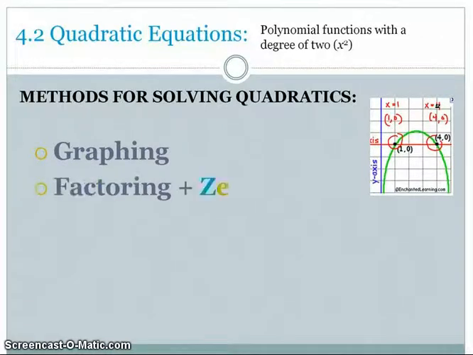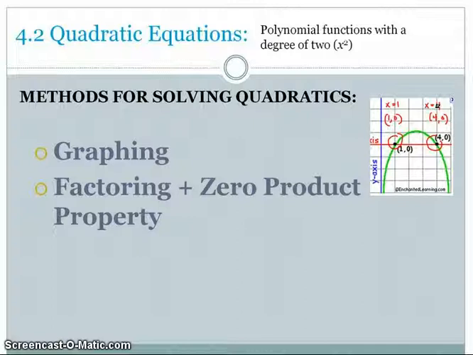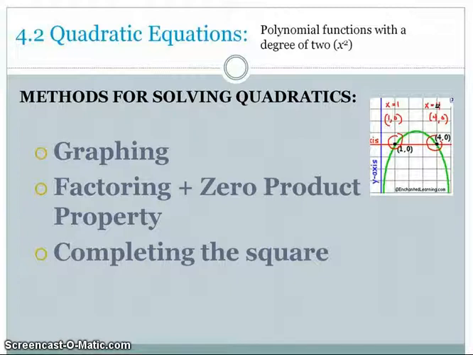In addition to graphing, we can factor the polynomial and then use the zero product property. We can also do something called completing the square. In completing the square, we hope to make the right side and left side of an equation a perfect square, and then take the square root of both sides to solve for x.